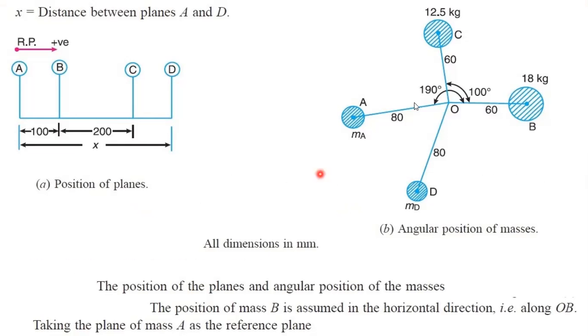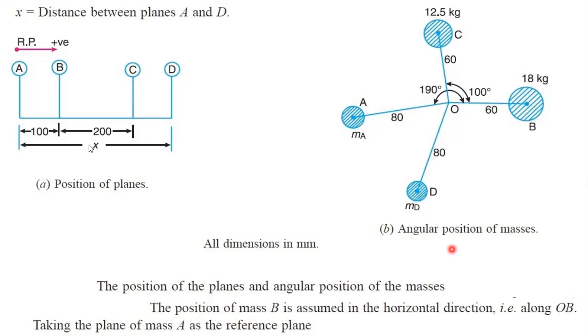Next is BOA. So BOA is 190 degrees. So the angle between BOA is 190 degrees. Keep the protractor on the horizontal line of B and plot the mass A at an angle of 190 degrees. No need to worry about mass D, just leave it as it is. After proceeding with the problem, we can easily mark mass D also. So the angular position of masses we have drawn.